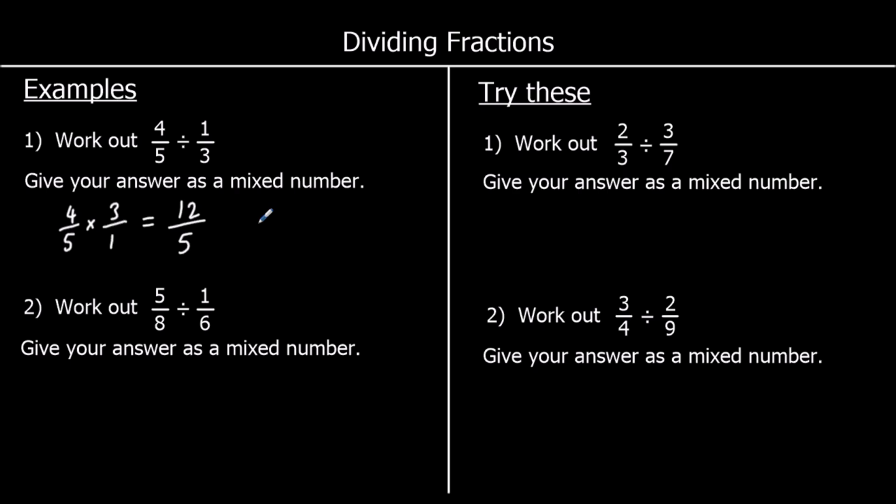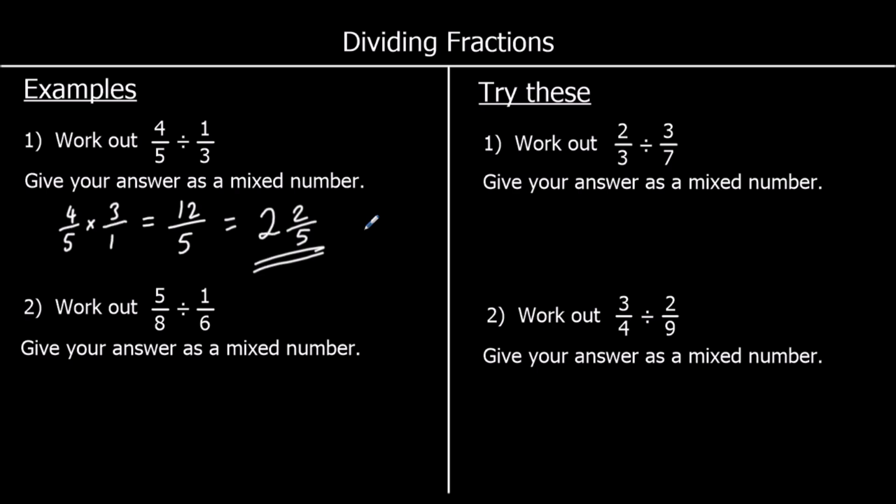So we've got 12/5. So how many whole ones is that? So how many times does 5 go into 12? 2 5s make 10. So we've got 2 whole ones, which is 10/5, and we've got 2 more fifths. So we've got 2 whole ones and 2/5.